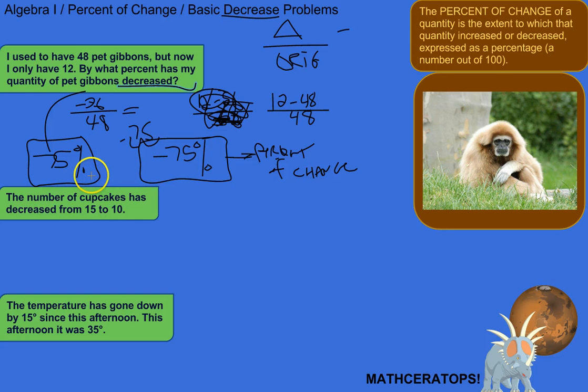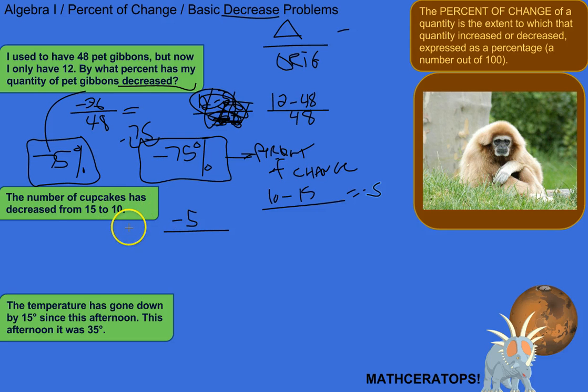So the number of cupcakes has decreased from 15 to 10. Okay. So what's my change? By how much has my number of cupcakes changed? Well, it started at 15 and went down to 10. So it's a decrease of 5. I could also look at it as what's my number now? What did my number used to be? So what I have now minus what it used to be, which is negative 5.